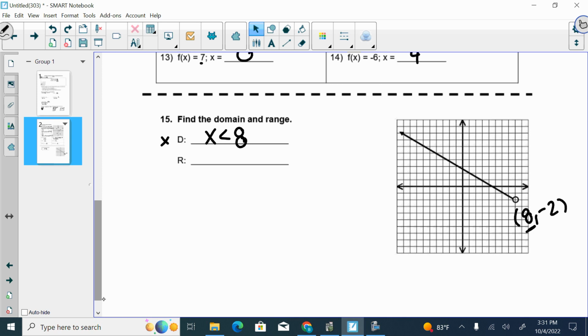Okay. All right, now for my range. Range is our y's. What was my lowest y value here? What did we say it was? -2, and then my line starts to go up like this, right? So since it's going up, the y's keep getting bigger. So I want to say y is bigger than -2. So I have y is greater than -2. Again, like I said, this is an open circle, so I'm not going to put the equal to sign with it, right? Okay.